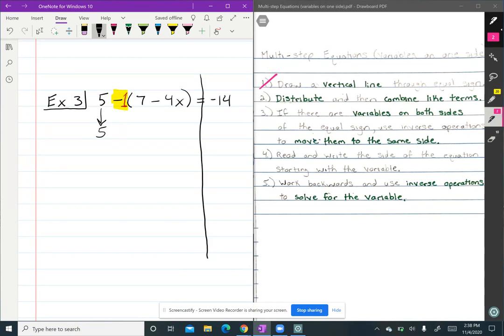Then we're going to distribute and actually multiply -1 times +7, which will give us -7. And then -1 times -4x. So it's going back to that idea that you always keep the sign in front with the value. So -1 times -4 actually gives us +4x. And then -14 drops down on the right.